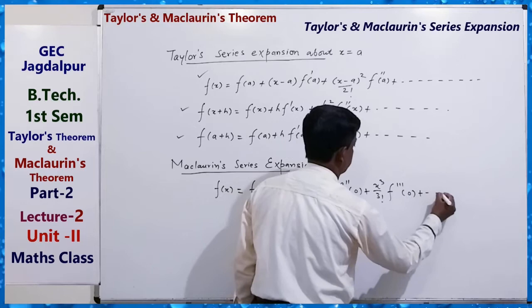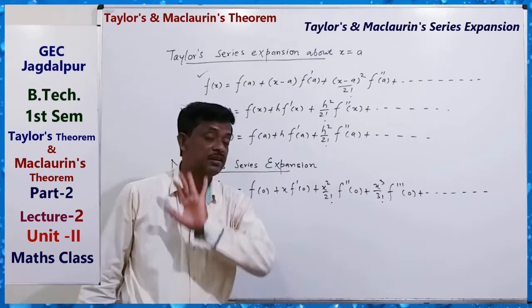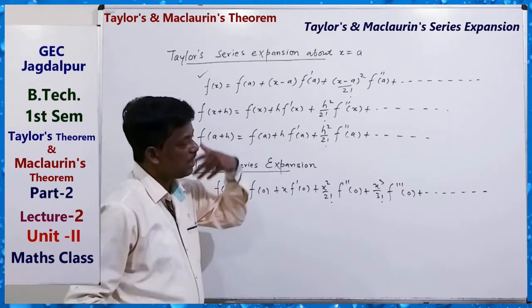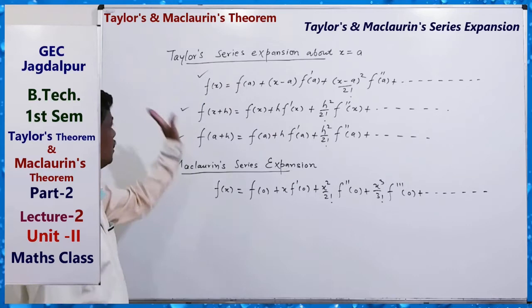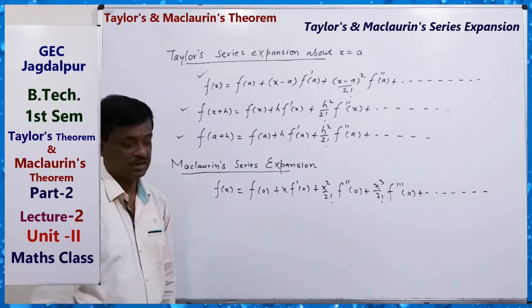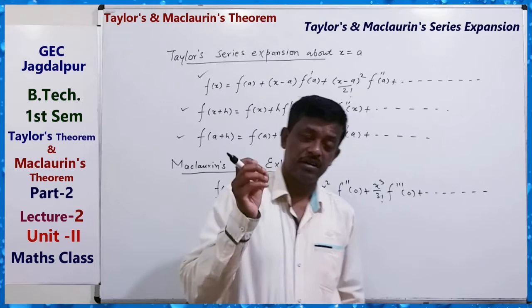Whenever the remainder tends to 0 as n tends to infinity and all order derivatives exist, then we can approximate the function up to any number of terms, and infinitely. So these are the expansion series, the Taylor series expansion and Maclaurin series expansion of a function. These formulas are useful for expanding a function, for writing a function as a series. So here some questions are there.